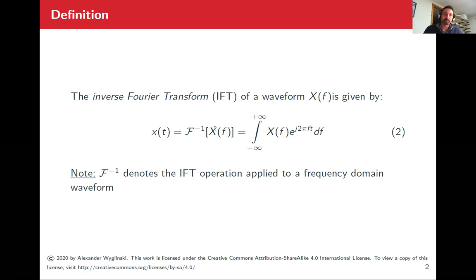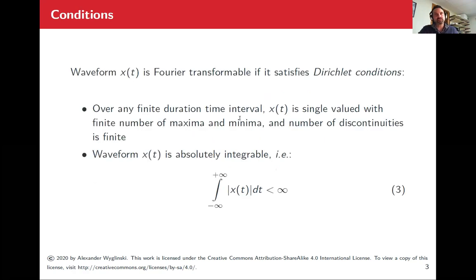All right, the conditions. When can we use the Fourier transform applied to a waveform x of t? There's something called the Dirichlet conditions. There are two. First, during any finite time interval, x of t is single valued with a finite number of maxima and minima, and the number of discontinuities is finite.